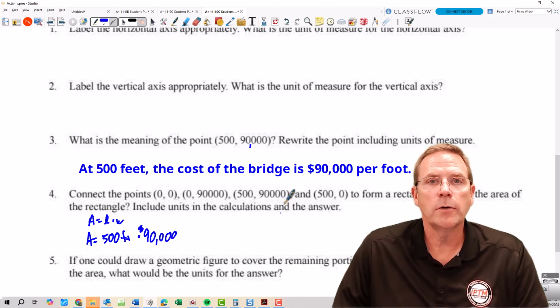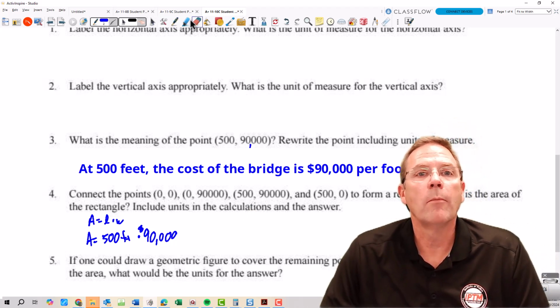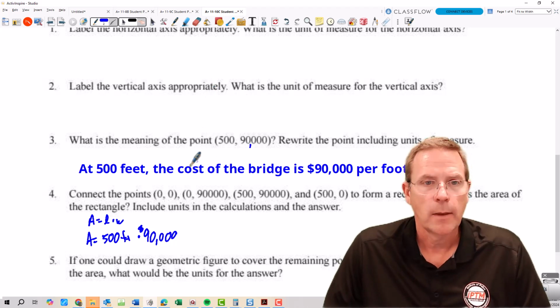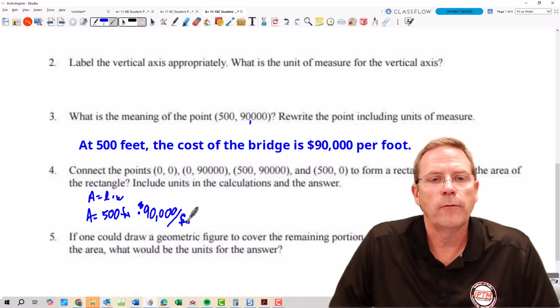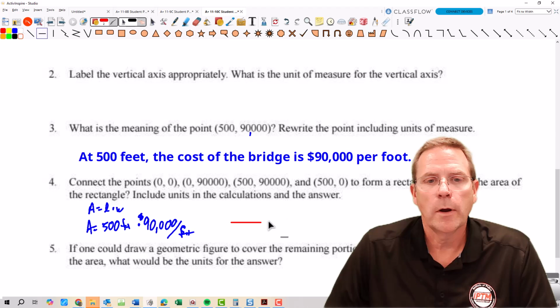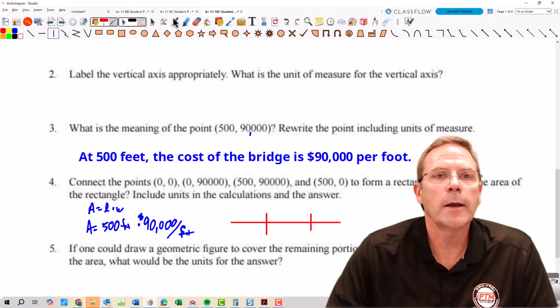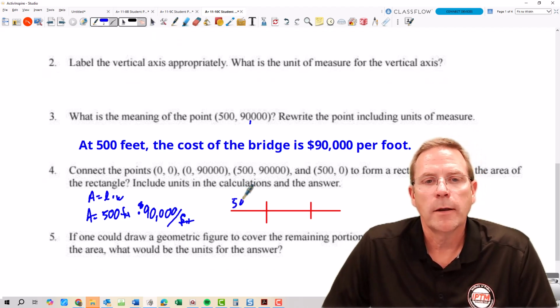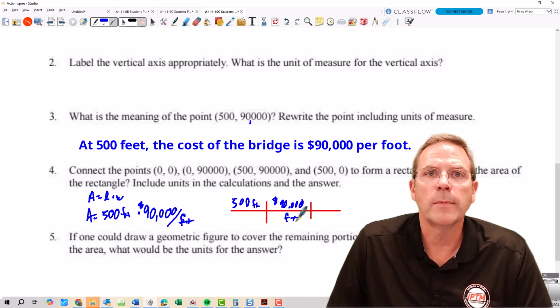Now, this is a good opportunity for us to use our dimensional analysis. If we were to multiply that out, oops, I left something off there. That's $90,000 per foot. So if I use dimensional analysis here, we can set up a chart like we've done before, where I'm going to put some lines in here, here, and here. And what am I actually multiplying? I'm multiplying 500 feet times $90,000 per foot. Per means divided by.